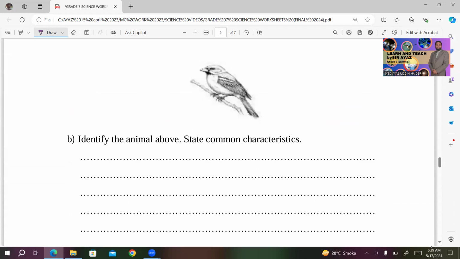B. Identify the animal above. It's a sparrow. State some common characteristics. Sparrow is a bird. So you'll write common characteristics like it has beaks and wings.